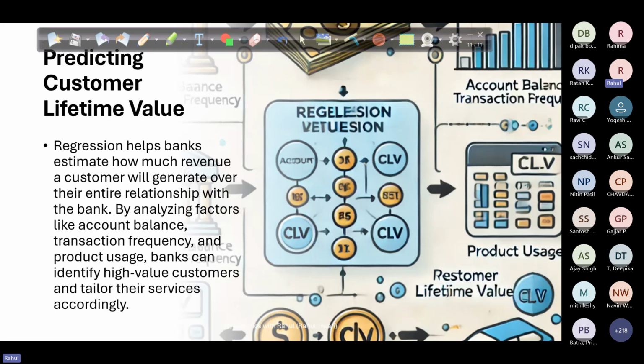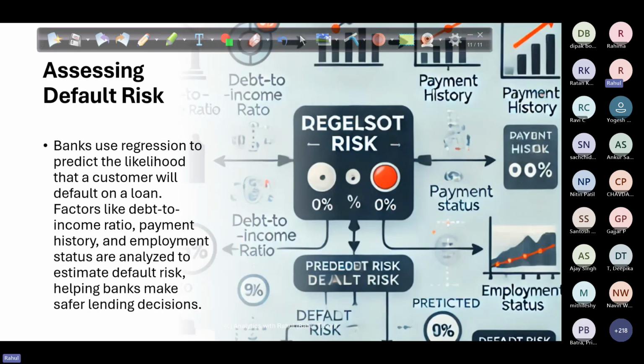Predicting customer lifetime value. Regression helps banks estimate how much revenue a customer will generate over their entire relationship with the bank. By analyzing factors like account balance, transaction frequency, and product usage, banks can identify high value customers and tailor their services accordingly. Assessing default risk. Banks use regression to predict the likelihood that a customer will default on a loan. Factors like debt to income ratio, payment history, and employment status are analyzed to estimate default risk, helping banks make safer lending decisions. So everywhere I am predicting a real valued number.